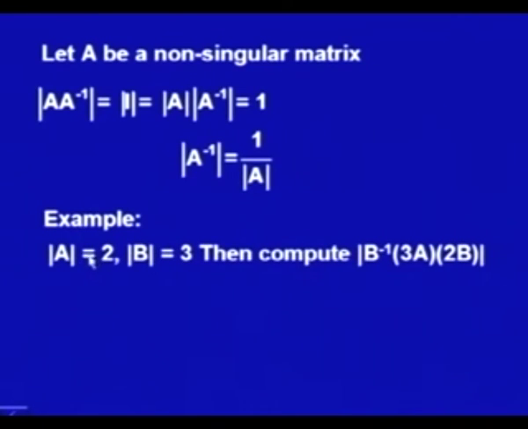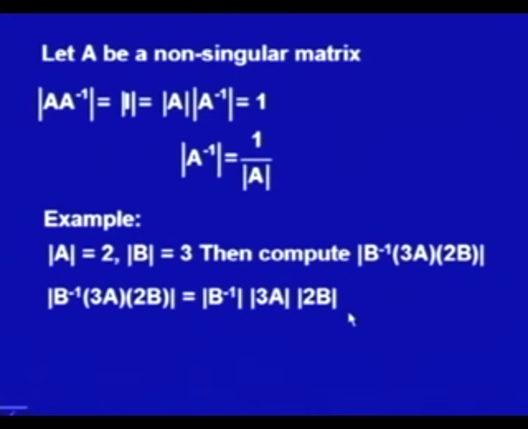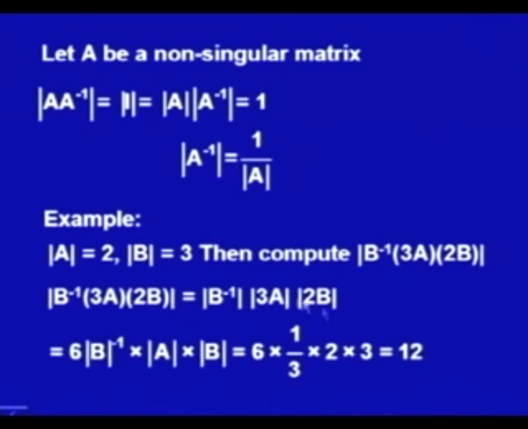Let us illustrate this with an example. We have determinant A as 2, determinant B as 3, and you have to compute the determinant of B inverse multiplied by 3A into 2B. What we can do is write the determinant of this product as determinant of B inverse into determinant of 3A into determinant of 2B. Now, determinant of B inverse is the same as 1 upon determinant of B, that is 1 by 3, because determinant B is 3.